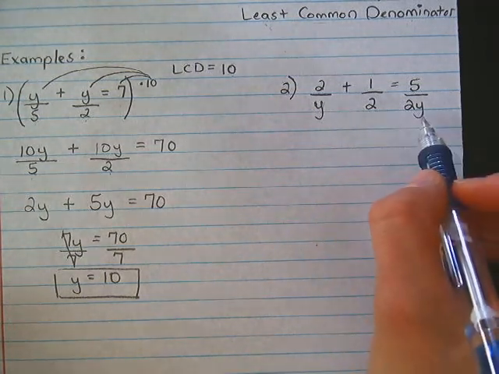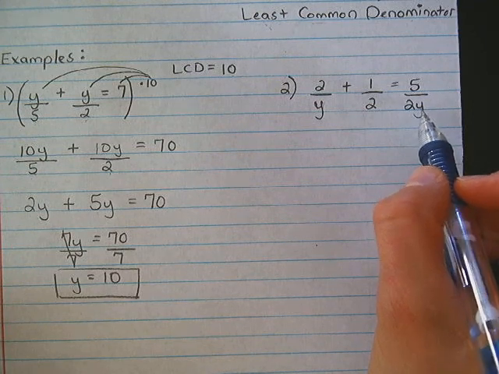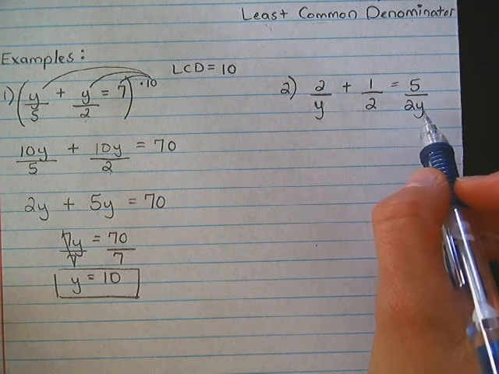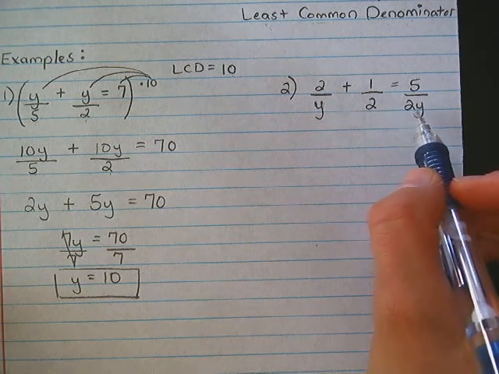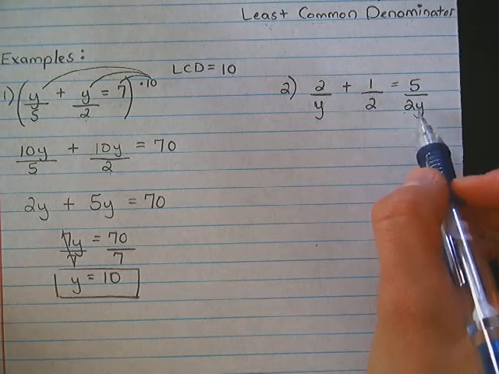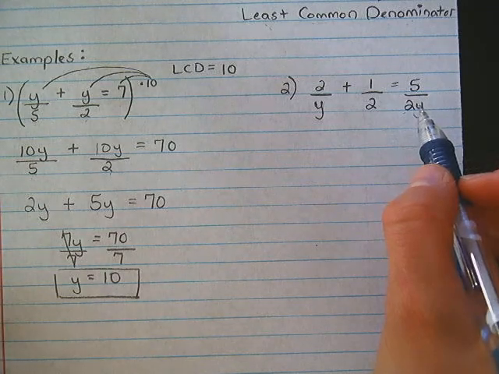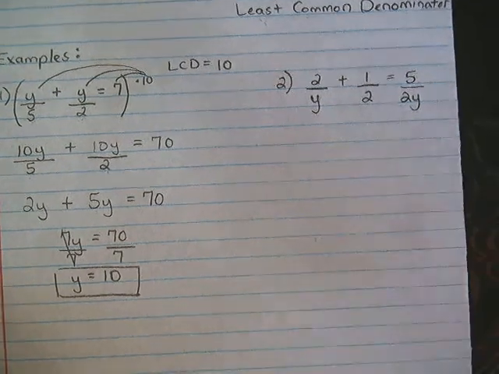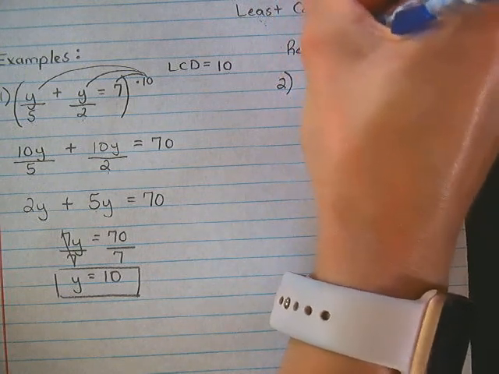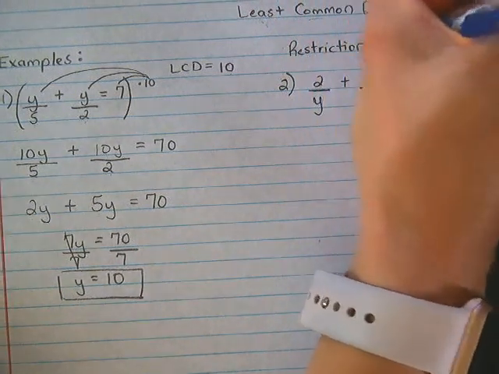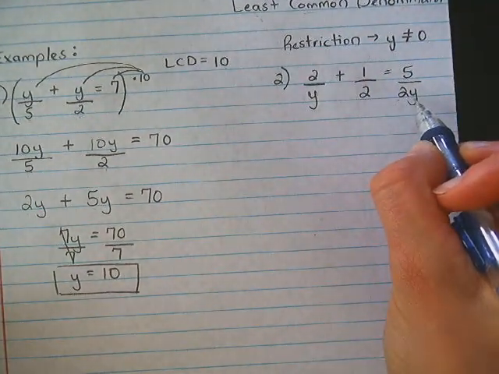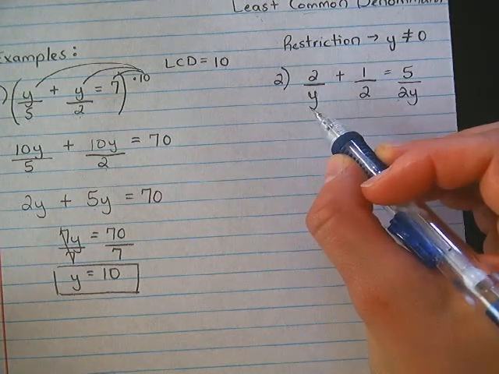And then look over here. What number could y not be? Because if it was, then we'd get a 0. And notice it's 0 here too, because if we plug in a 0 for y, well, 2 times 0 would be 0, and we'd end up with a 0 on the bottom of the fraction here. So a restriction that we have here, a number that y could not be, is 0.